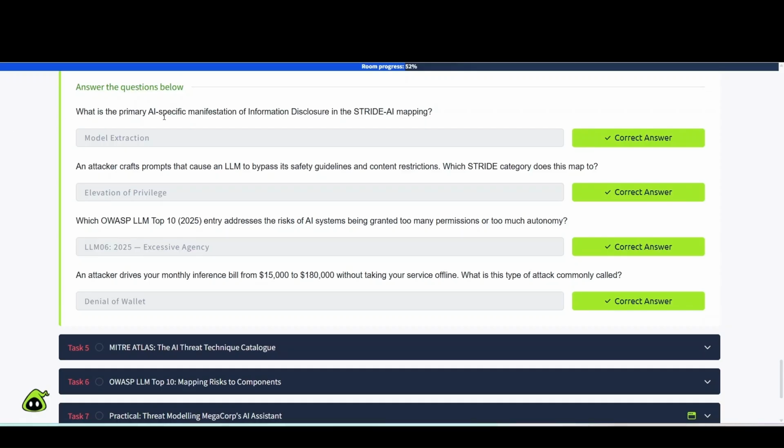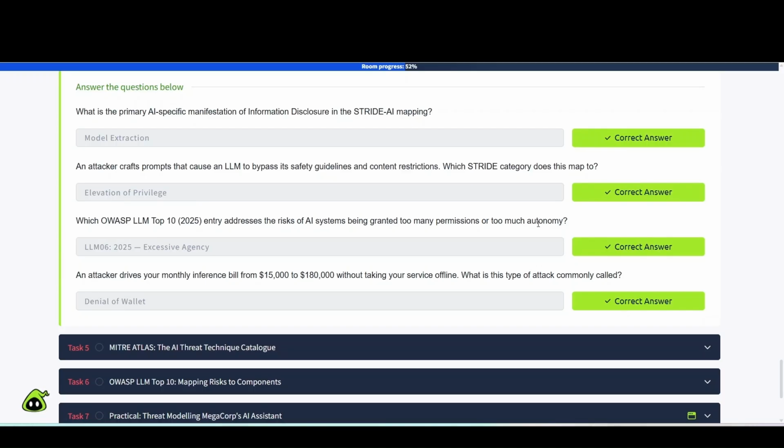What is the primary AI-specific manifestation of information disclosure in the Stride AI mapping? That's going to be model extraction. An attacker crafts prompts that cause an LLM to bypass its safety guidelines and content restrictions. Which Stride category does this map to? Elevation of privilege.